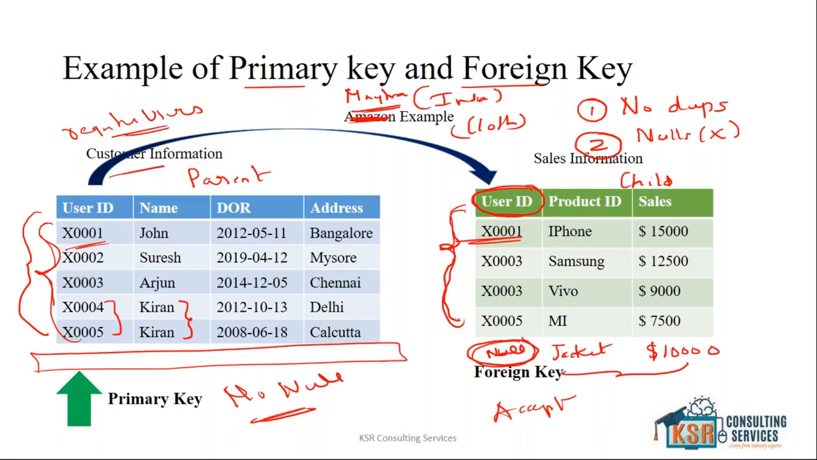Very simple. A foreign key means there should already be a parent key, and I'm taking the reference of that parent key when creating a table. There can be multiple duplicates, in the sense each person could have made different transactions n number of times. That is why we are finding duplicates. And it also accepts null. Null is like they have made the sale maybe without even registering, so obviously they will not have any user ID. For sure it is possible, it can accept null. This is the difference.